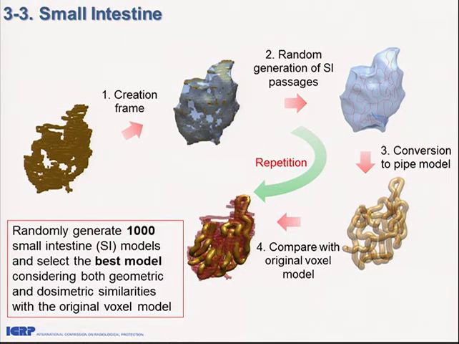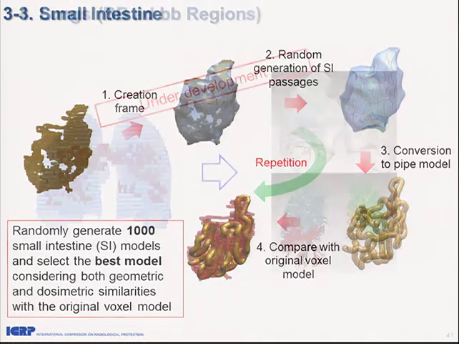Small intestine. It was one of the most challenging tasks in our project to produce a small intestine model. For this, we developed a dedicated computer program based on random walk, and also we produced some procedure to generate small intestine models. We are basically generating 1,000 random small intestine models and getting the best one.